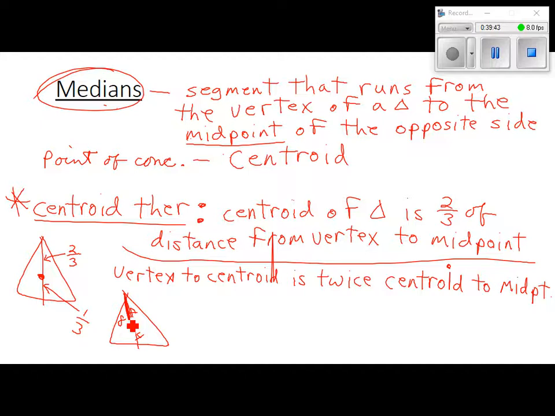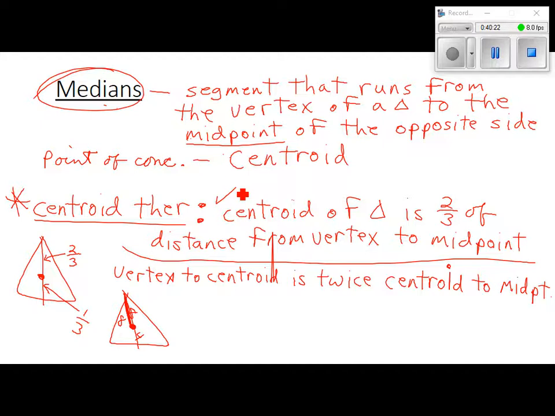So if I told you this right here from this point to that point was 10, how long would the centroid to the vertex be? 20. Now we can also go backwards. If I tell you that this part from here to there is 50, how long is this part where my two fingers are touching? 25. That's what it's saying. From the centroid to the vertex is always twice as long as the centroid to the midpoint.